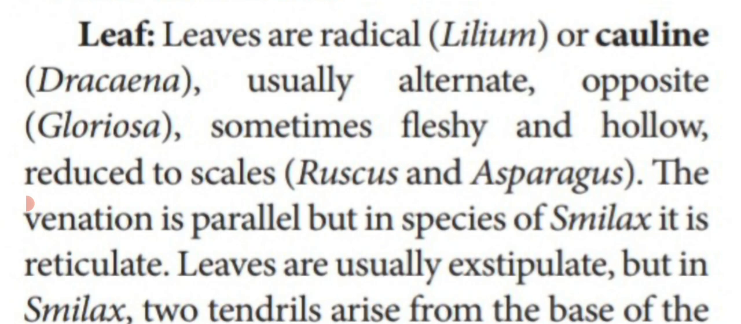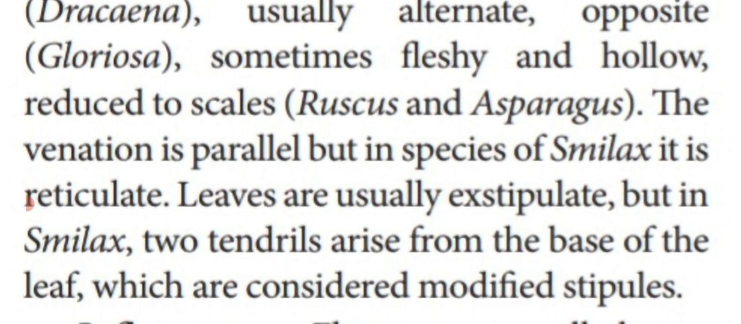Example, Ruscus and asparagus. It is a monocot plant, so the venation of the leaf is parallel venation. Dear students, once again, recall the variation. Dicot family members show reticulate venation of the leaf. Monocot family members show parallel venation. But some species show an exceptional case, showing reticulate venation. Example, Smilax. Important, one more question.